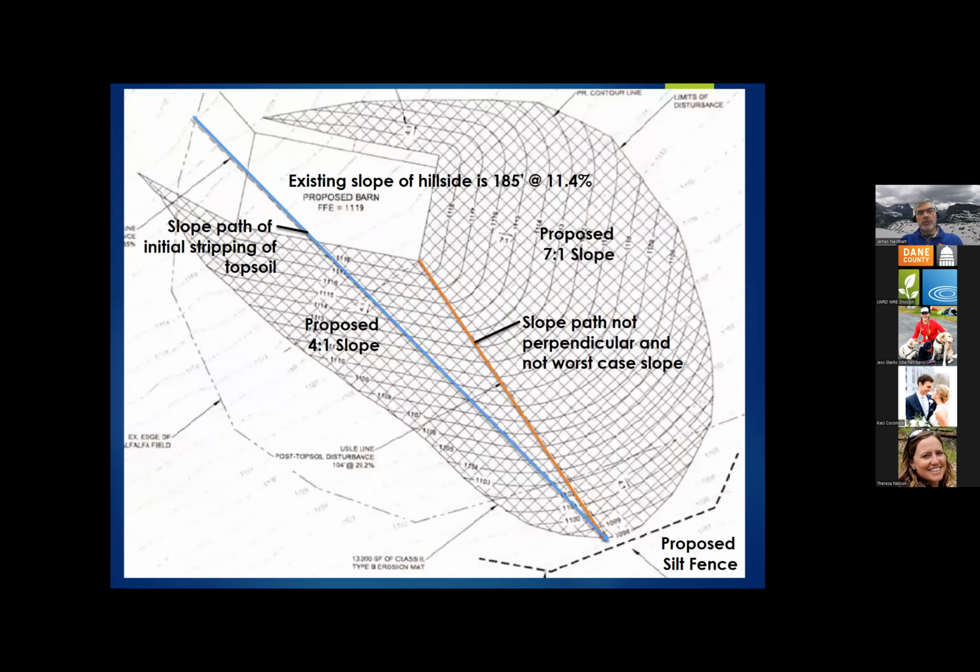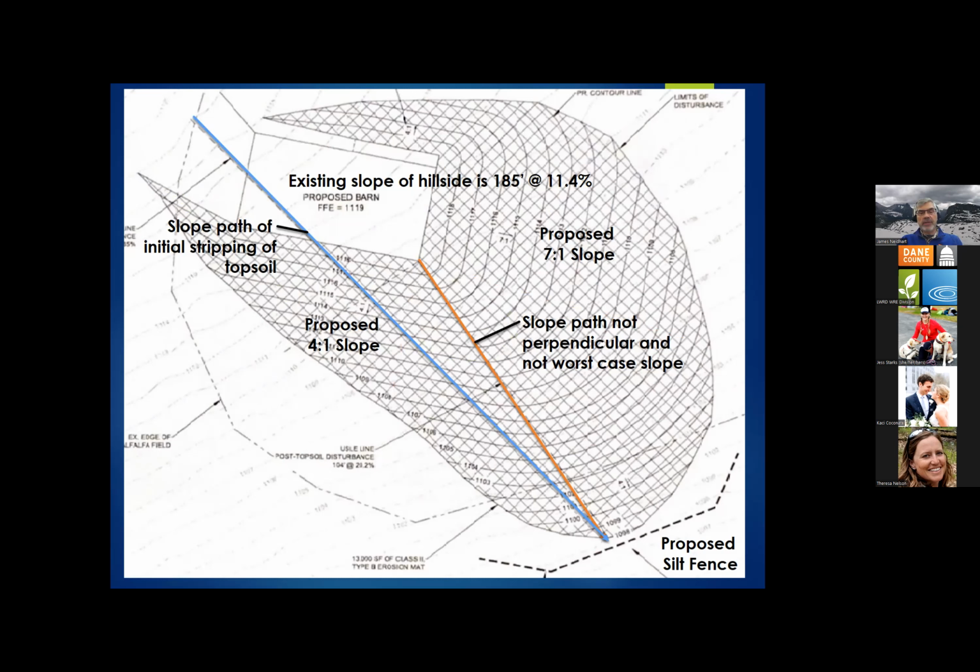So the initial slope when we're stripping soil is the blue line, and that represents 185 feet at 11.4%. So we'd expect to see that in the first line of the USLE. And then you might be tempted to take the orange path that's being shown as representative, but really that's not the worst case. It's the 4-to-1 slope that extends from that southeast corner along the 4-to-1 slopes, perpendicular to those 4-to-1 slopes, and extending all the way down to the limits of disturbance, which is actually the worst case scenario.